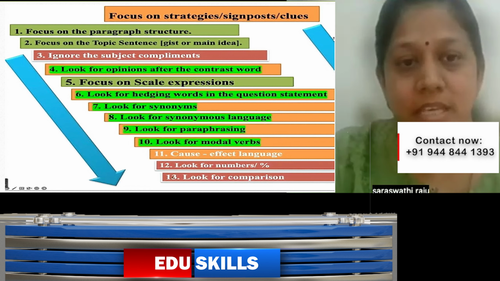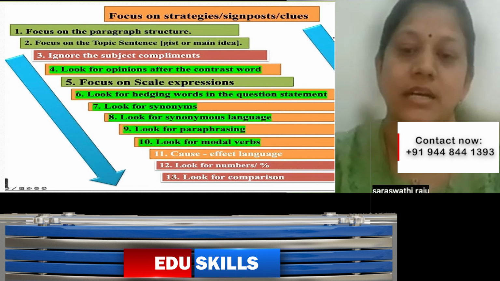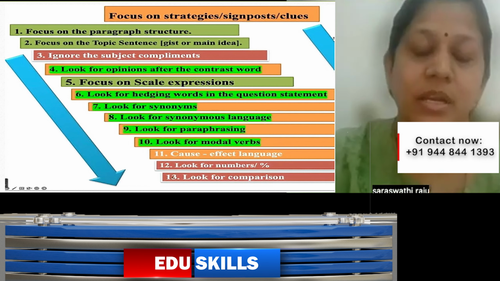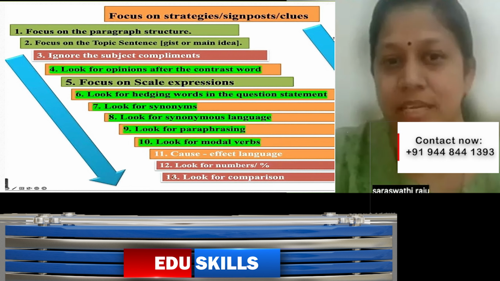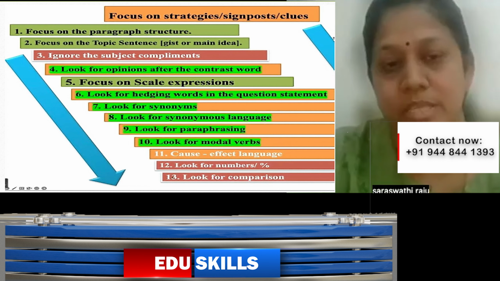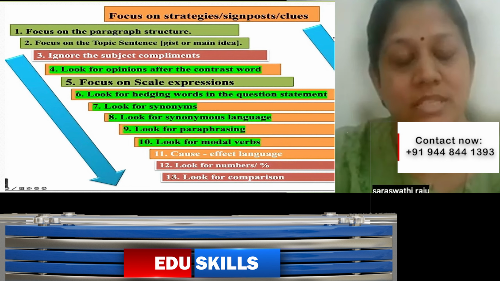Then the third one is to ignore the subject complement, that means what is in between commas or in between hyphens. All this may not be very important. They have just given some complementary ideas. Once you read it, you know they have simply given it to trap us. So just ignore that.